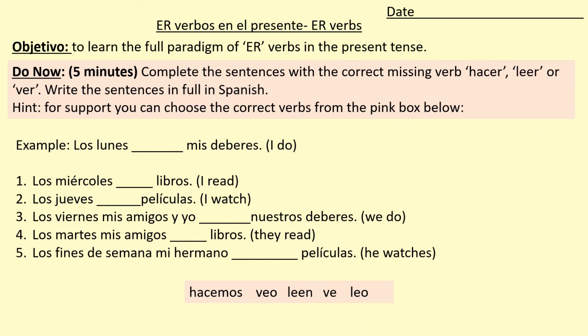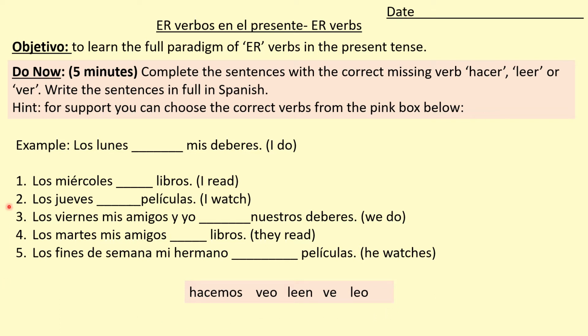Let's take a look at the do now activity. The do now activity should take no more than 5 minutes. Okay, what do we need to do? Well, you need to complete the sentences with the correct missing verb: hacer, to do, leer, to read, or ver, to see or watch. And I want you to write the sentences in full in Spanish, which are here. And there's a hint here. If you need some support, you can choose the correct verbs from the pink boxes at the bottom. So these are different forms of the verbs hacer, leer, and ver.